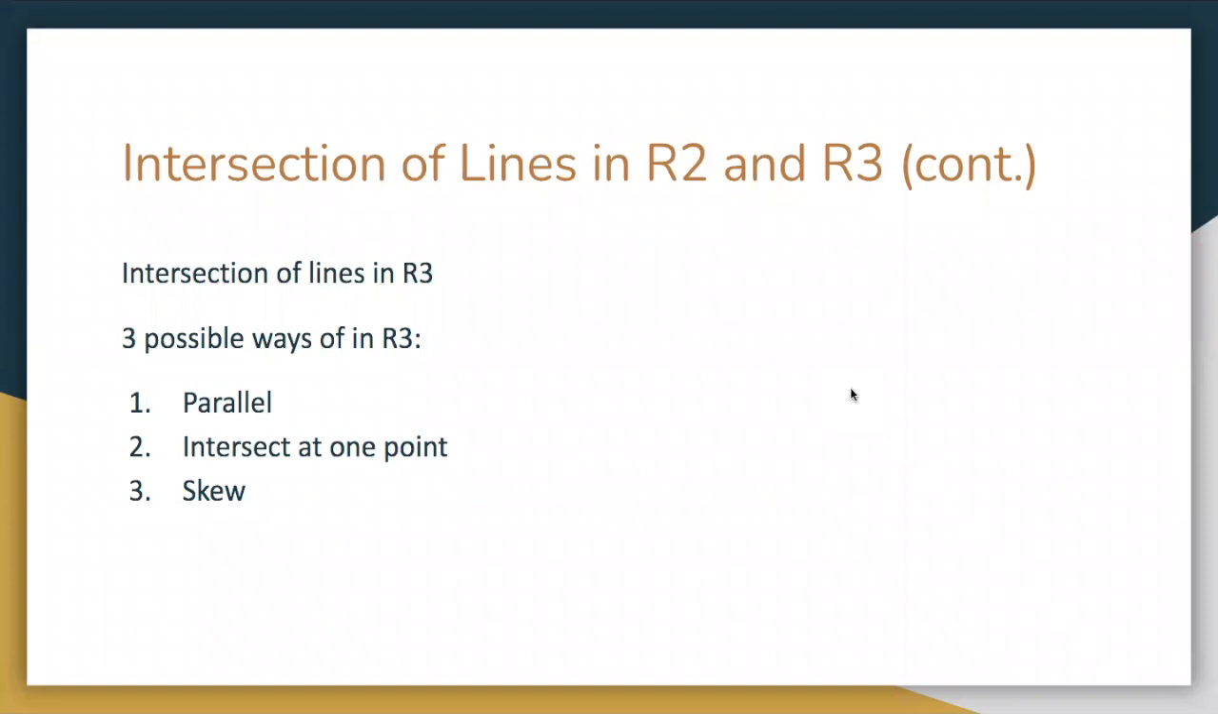All right, moving on. I will now be discussing part 2 of the intersections of lines in R2 and R3, which is now the intersection of lines in R3. As you can see below, there are 3 possible ways. Like just now with R2, the same possible ways are parallel and intersect at one point, which I was discussing just now. But for R3, there is also one more possible way. And as you can see below, it is called skew.